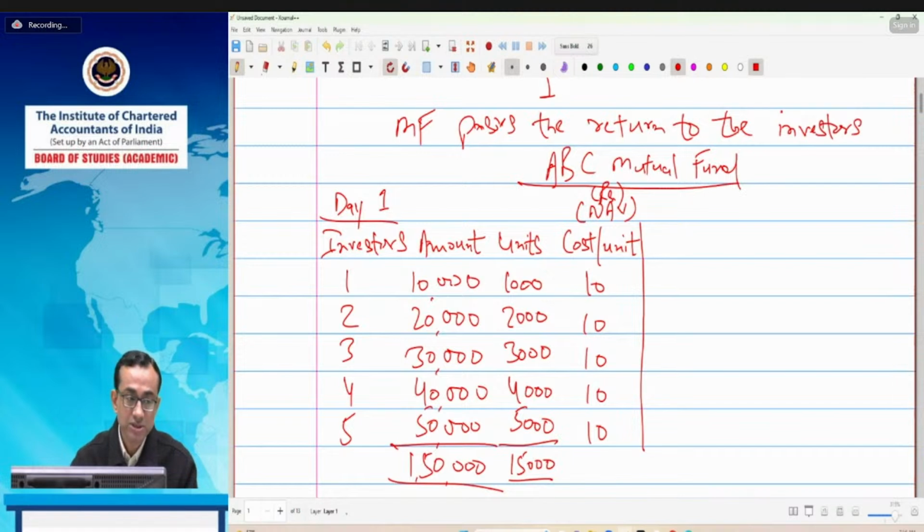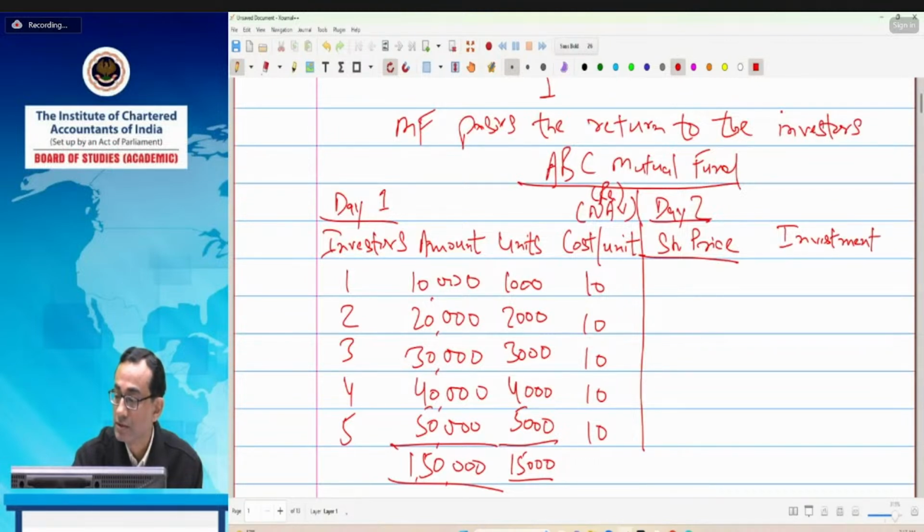Now, my question is, will the share prices remain the same every day or will they fluctuate? The answer is obvious, they will fluctuate. The share prices fluctuate every minute, every hour. So share prices on day two will be different in comparison to day one. So day two share prices will be different. And on day two, the investment value will also be different.